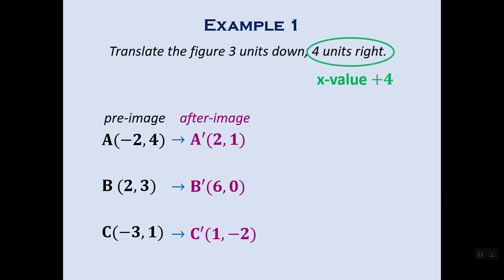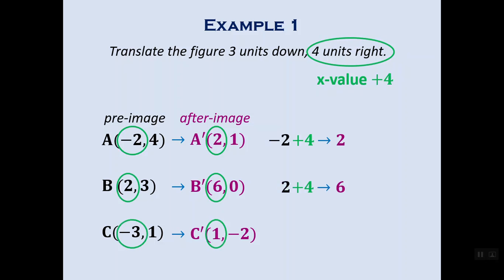So let's look and see what happened to our ordered pairs. You can see that from A to A prime, we went from negative 2 to 2. So if we started with negative 2 and then added 4 to it, the result would be positive 2, and that's in fact what happened when we did it graphically. Let's try it with point B. B, we went from 2 to 6. Well, if we started with 2 and added 4, 2 plus 4 is 6. So that gets us exactly to the point of our after image ordered pair for B prime.